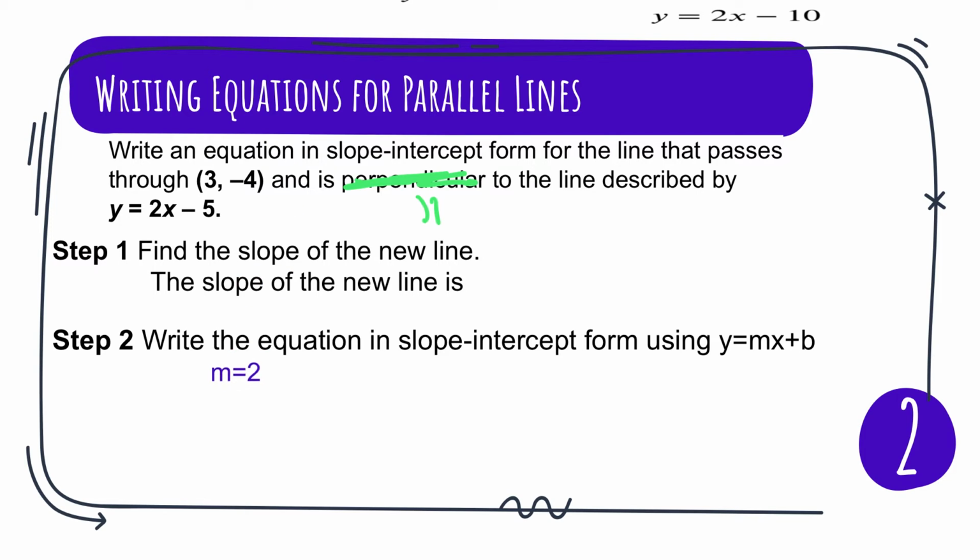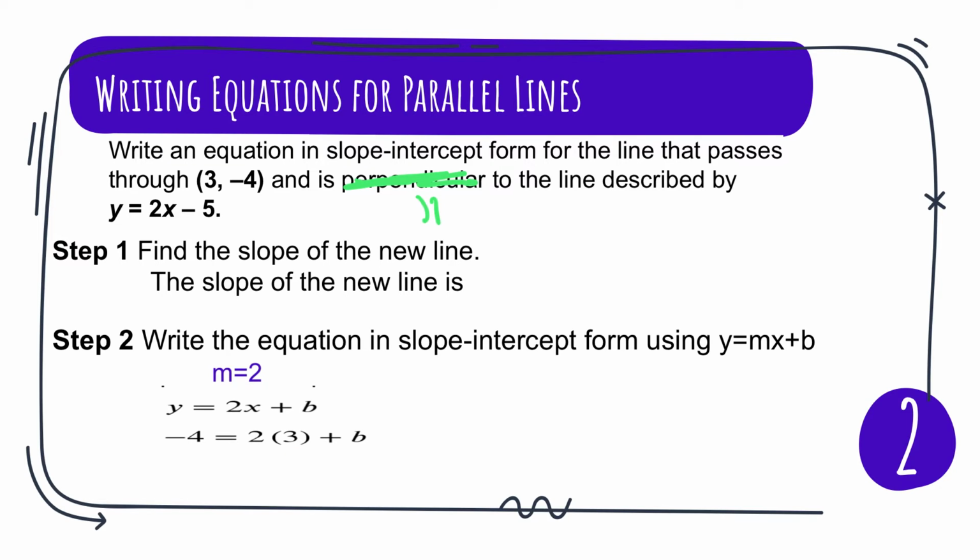We know that m is equal to 2. And with m equals 2, we can write our equation in slope-intercept form, substituting 2 in for m. We can then also substitute in our x and y coordinates into this equation to solve for b. So I have -4 because that's my y coordinate point. I have 3, which is my x coordinate point.